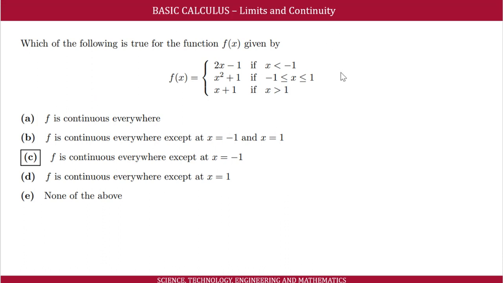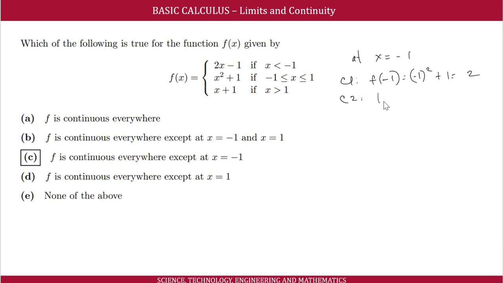So let's check at x equals negative 1 first. For condition 1, f of negative 1 will use the second subfunction because x is greater than or equal to negative 1. So that will be negative 1 squared plus 1. Negative 1 squared is 1, plus 1, so 2.